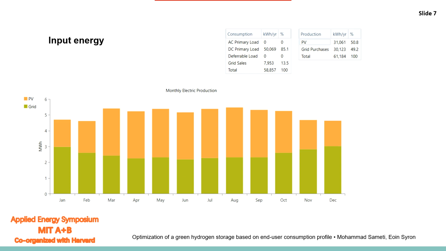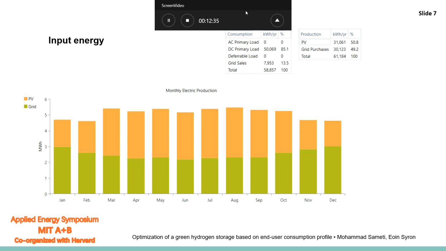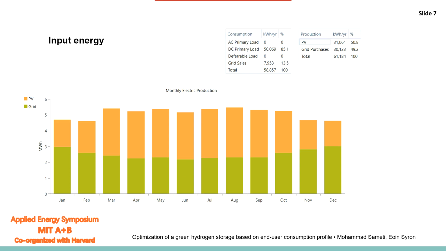There was an option that we could sell electricity to the grid to cover part of the capital cost of the PV. So here you see that 13.5% of the electricity that is generated by the PV is sold back to the grid to cover that cost.